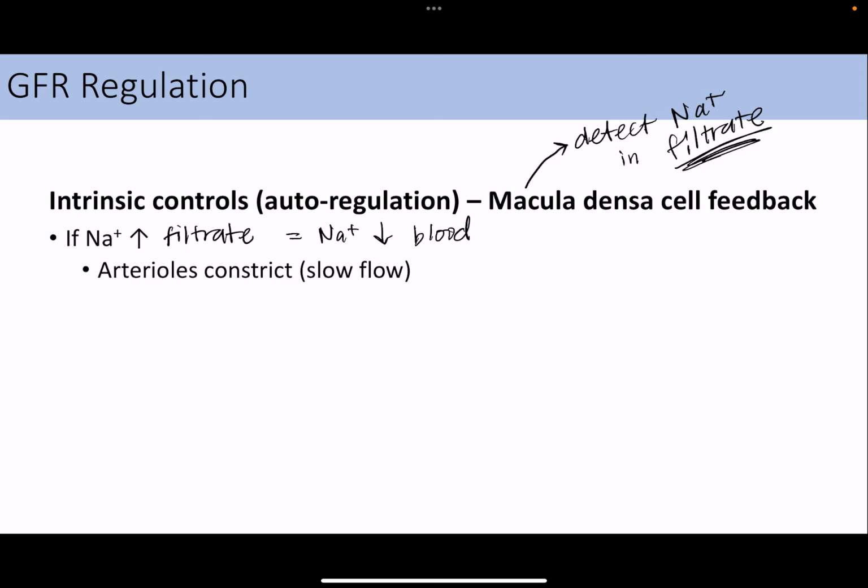We need sodium. Like, it's super important for neuron communication and all of that, maintaining membrane potentials. So in order to keep our nervous system working, we need an appropriate amount of sodium. And so if there's too much sodium in the filtrate, that means we're getting rid of too much. We want to be able to keep as much of that as we can. And so we'll constrict the arterioles to slow down flow, less blood flow into the glomerulus, which again gives the cells more time to reabsorb more of that sodium.